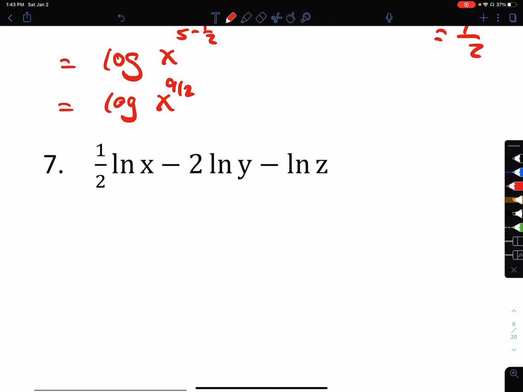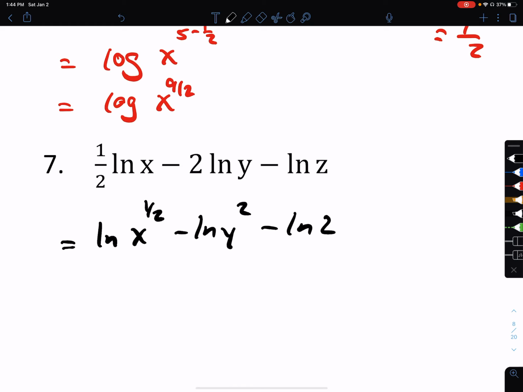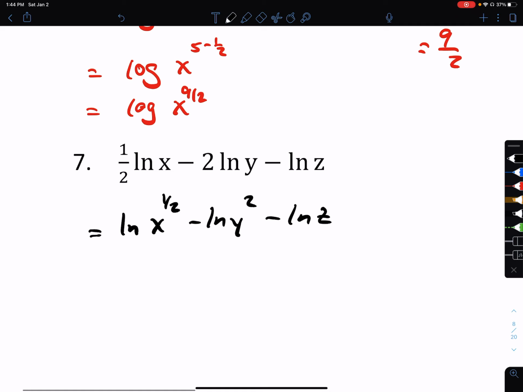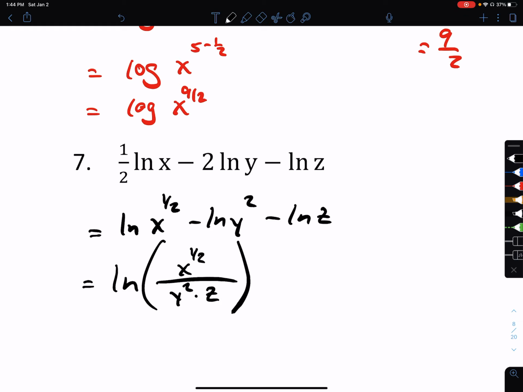Number 7, I mean, it's the same thing as the other ones. I'm going to move the coefficient to be an exponent on both the first and second terms. The last term doesn't have one. I write this as one logarithm. If it's addition, that argument goes on top. If it's subtraction, that argument goes on the bottom. If you have multiple subtractions, you have multiple arguments on the bottom. Nothing simplifies. We could leave our answer like so.